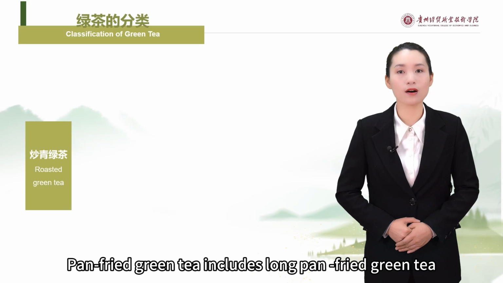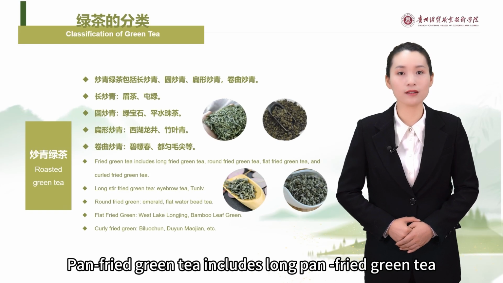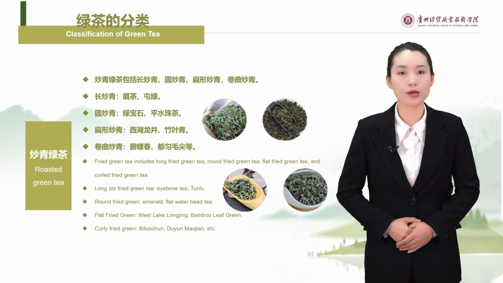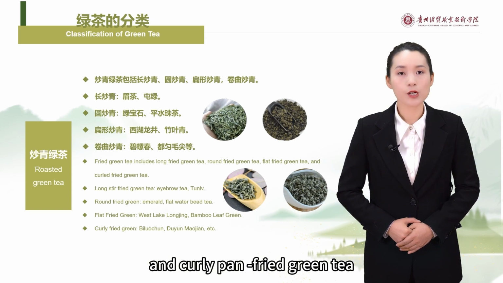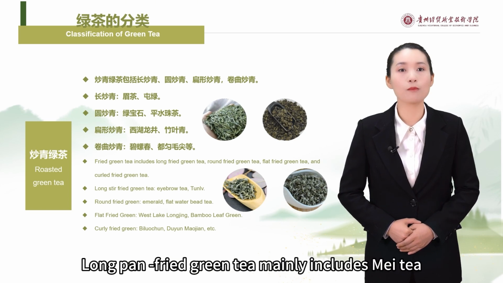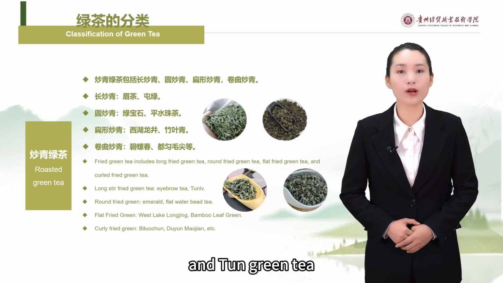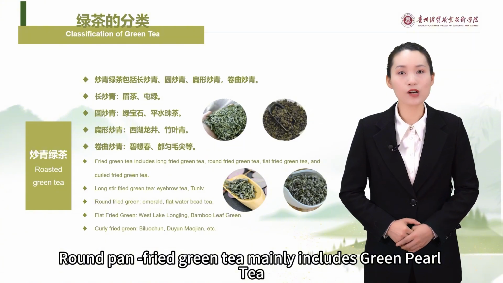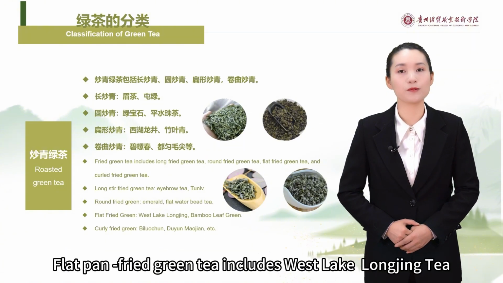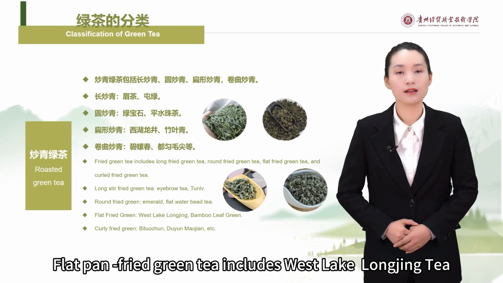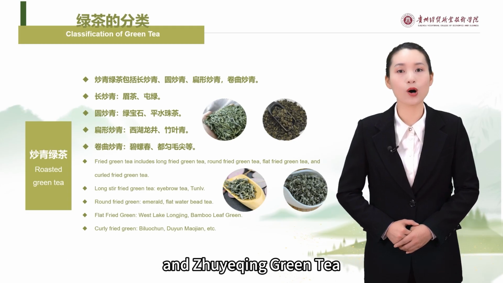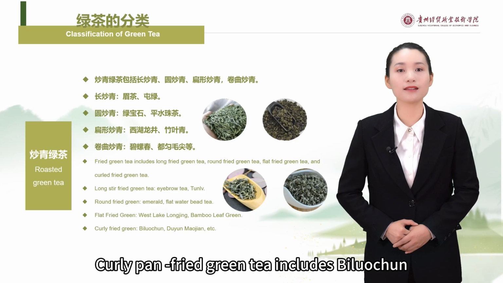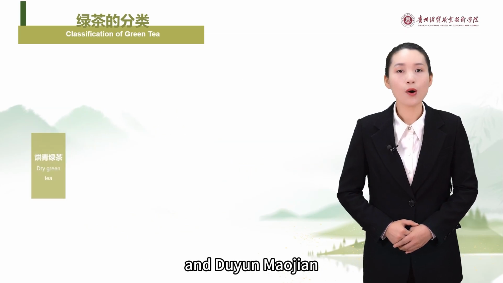Pan-fried green tea includes long pan fried green tea, round pan fried green tea, flat pan fried green tea, and curly pan fried green tea. Long pan fried green tea mainly includes Meitan and Tunlu green tea. Round pan fried green tea mainly includes green pearl tea and Pingshui gunpowder tea. Flat pan fried green tea includes West Lake Longjing tea and Jiuqing green tea. Curly pan fried green tea includes Biluochun and Duyun Maojian.